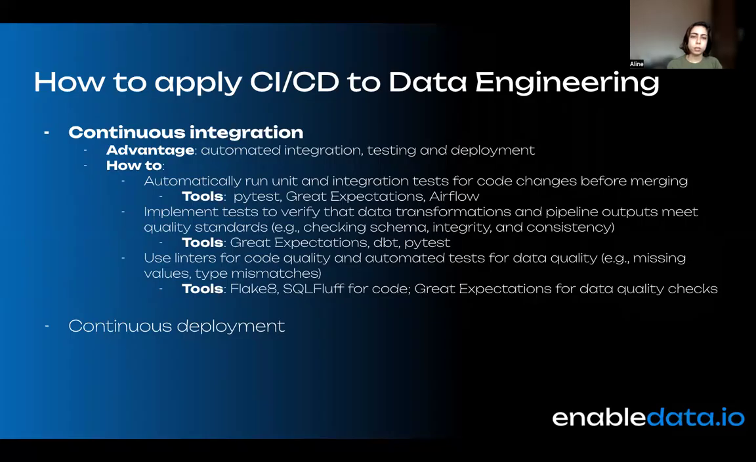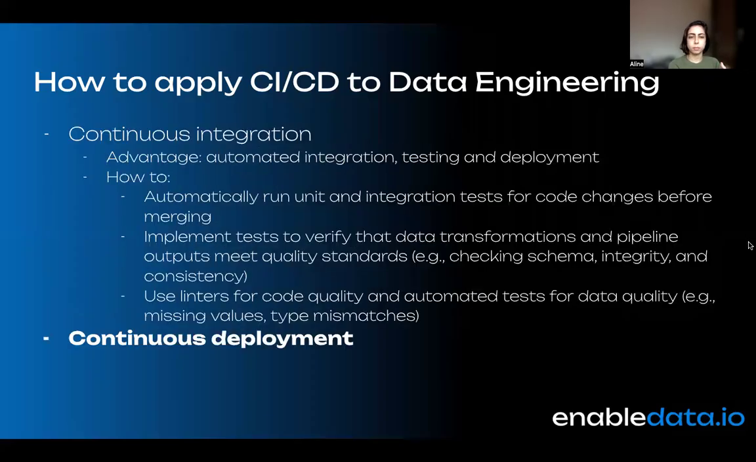So it's important to do these data-specific tests, and use linters for code quality and automated tests for data quality. For example, you may use Flake8 and SQLFluff to verify the code quality. They have certain standards applied to them, and many CI/CD tools already have these packages ready to use. It's just applying them to specific use cases in your repository. Also, it's important to check your data quality for missing values and mismatched types.